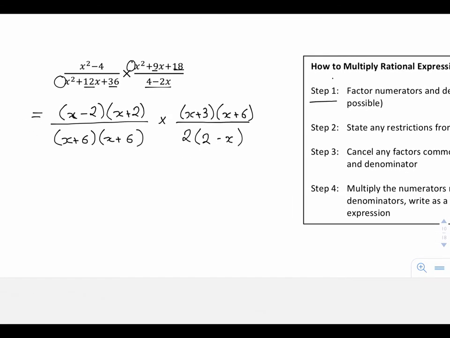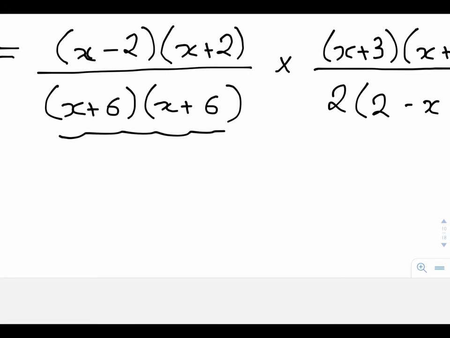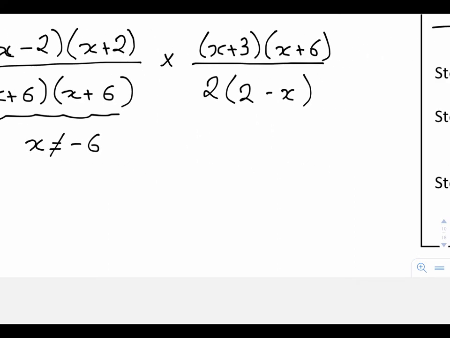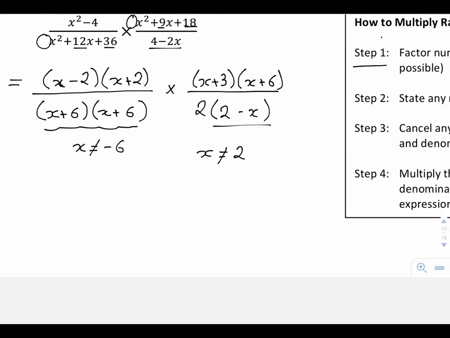If I look at my denominators, I'll notice that my restrictions require that x cannot be equal to negative 6, otherwise I get a denominator of 0. And in this denominator, I cannot have x equaling 2, because if x is 2, this difference becomes 0. So those are my restrictions.